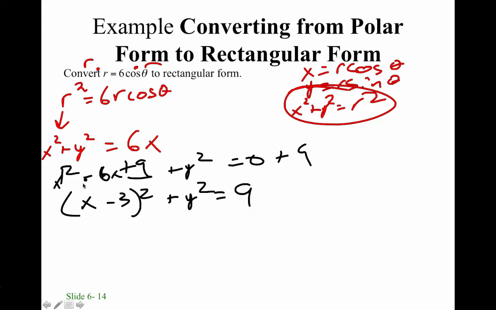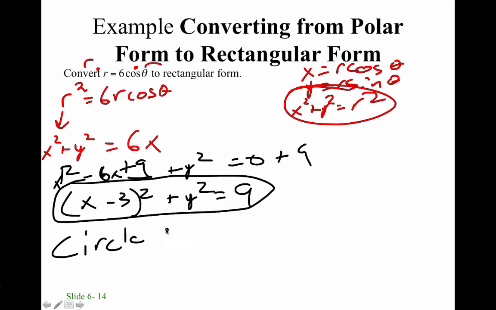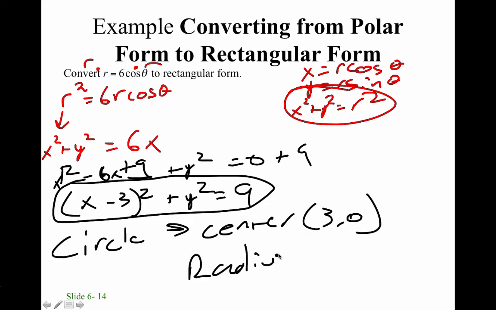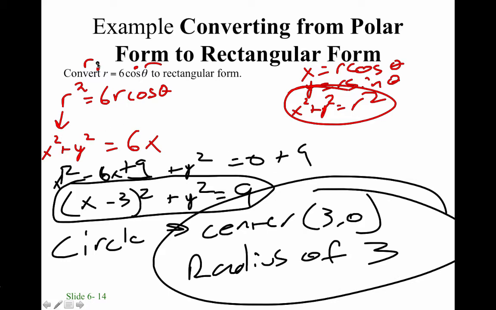Well, what do we have here? We have a circle with a center of (3, 0) and a radius of 3. Yay! And we did that by starting off and introducing a new r. So you need to recognize that I need to come up with r cosines, r sines, or r squareds. That's what's going to set you free on these guys.